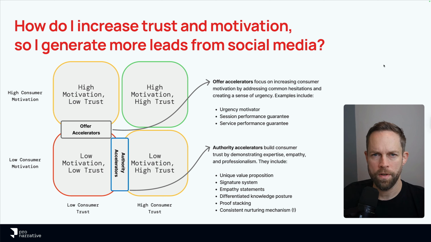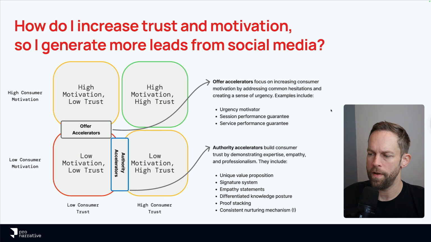So with that in mind, how do we do this? There's two fundamental strategies or sets of tactics that we implement here, and we call these offer accelerators and authority accelerators. Now, an offer accelerator is designed to increase motivation, and there are lots of different offer accelerators that help motivate a social media or scroll lead. I've got 3 examples here, and I'll quickly explain what these are, just so you get a general feel for how that might apply to your situation.